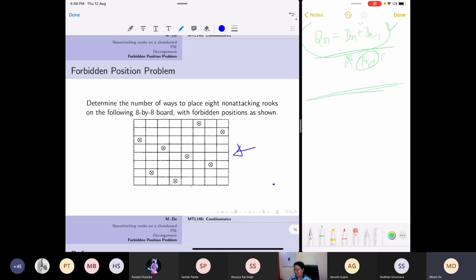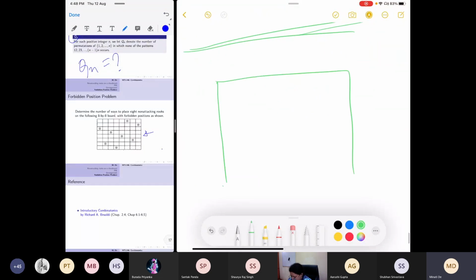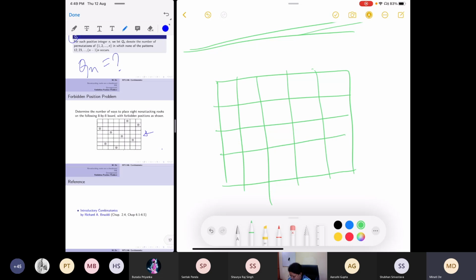Now before answering this with particular forbidden positions, let us answer this easy question. Let's say I have a chessboard, maybe 5 cross 5, 1, 2, 3, 4, 5. Now let's say I am defining these as my forbidden positions.